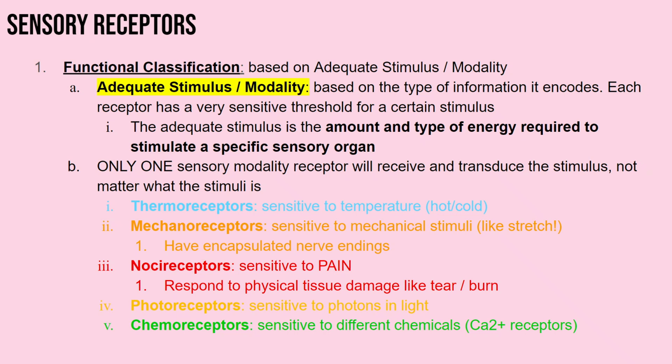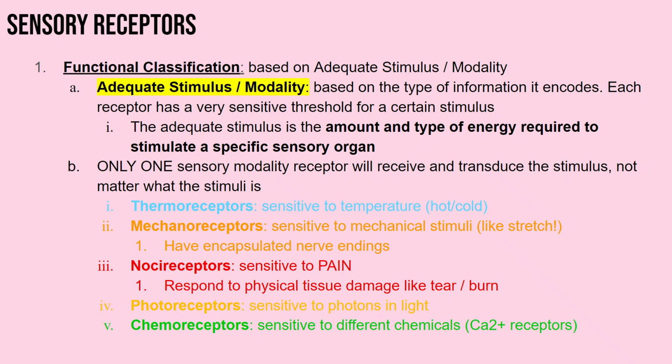And the adequate stimulus is the amount and type of energy required to stimulate a specific sensory organ. So if you look at that term, adequate means good enough, and then stimulus would activate it.